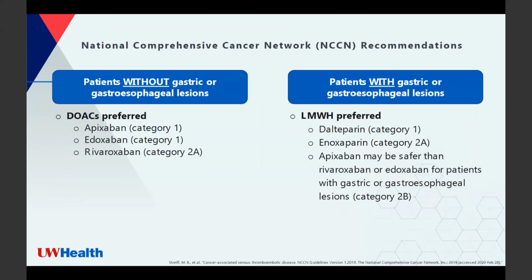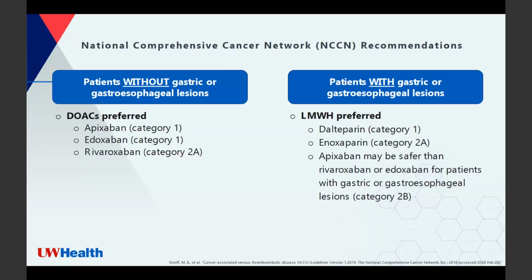In general, the NCCN guidelines recommend DOACs or low molecular weight heparin over warfarin. The NCCN guidelines more specifically separate recommendations for patients without gastric or gastroesophageal lesions and patients with gastric or gastroesophageal lesions. So for those patients without gastric lesions, DOACs are preferred with apixaban and edoxaban both having Category 1 recommendations. Rivaroxaban is also recommended, and this is a Category 2A recommendation.